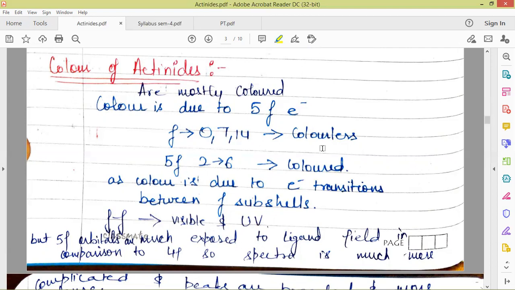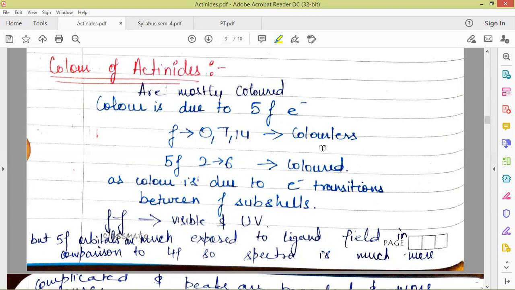their exactly zero — in zero there is no electron at all, but where there are 7 electrons, they do not want to participate in promotion and hamper their exactly half-filled symmetry. They do not want to disturb the symmetry due to the exactly half-filled electronic configuration. And the same is the case when it is fully filled: no electron can get promoted when the subshell is fully filled. So for 5f electrons, 2 to 6 electronic configuration, mostly colors are there.